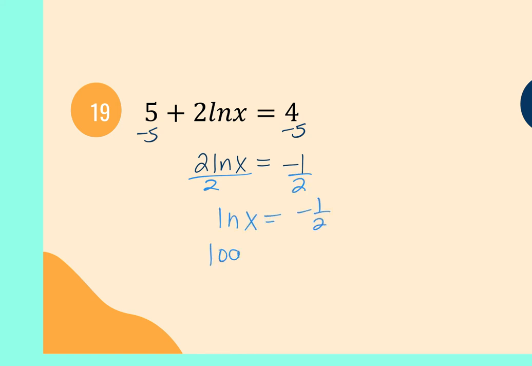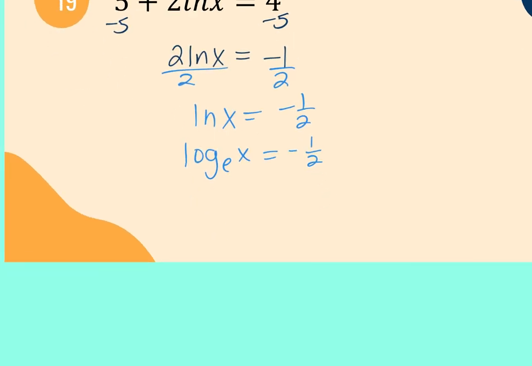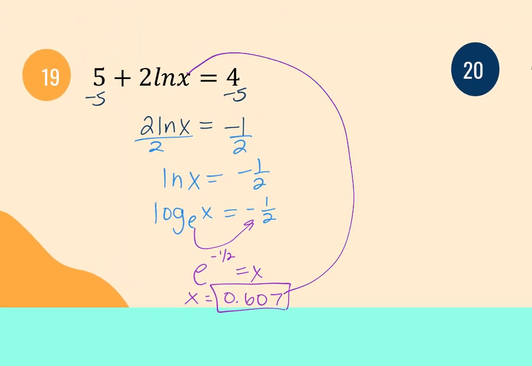And then log base e of x equals negative 1/2. E comes over and picks it up. E to the negative 1/2 equals x. And then let your calculator do that work. E to the negative 1/2 is 0.607. Make sure you can find log of that or ln of that, which you can because it's positive, so you can keep it.